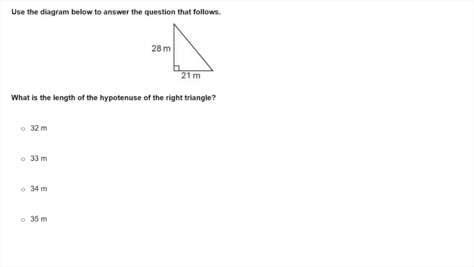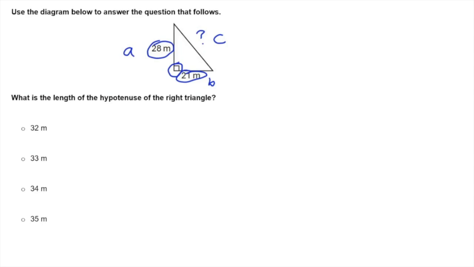Use the diagram below to answer the question that follows. We have a right triangle. We can see that denoted by this little box in the corner, with a height of 28 meters and a base of 21 meters. So our height we'll name A, our base we'll name B, and we don't know what the hypotenuse is. We're going to call it C. So our question is, what is the length of the hypotenuse of the right triangle? 32 meters, 33 meters, 34 meters, or 35 meters?